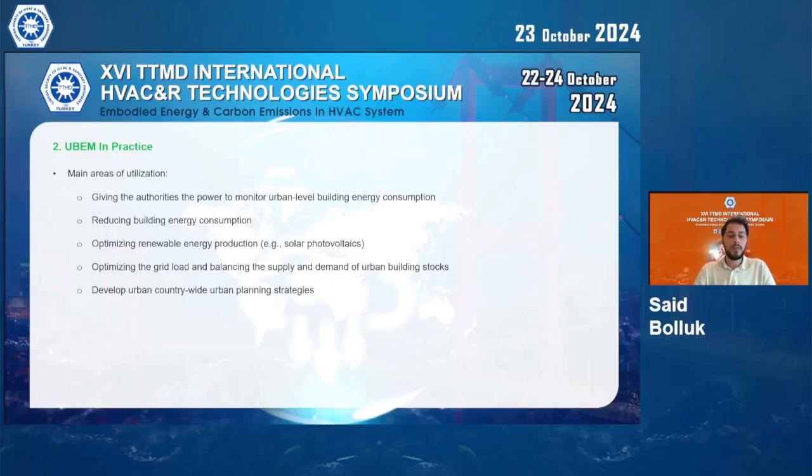And with the help of these models, we can perform accurate energy consumption predictions, and this accurate energy prediction can help balancing the supply and demand in the urban power grids. Therefore, UBAMs are promising urban planning tools, and they can help us to develop urban level, countrywide energy reduction strategies, actually. So let us now check some examples of UBAM.